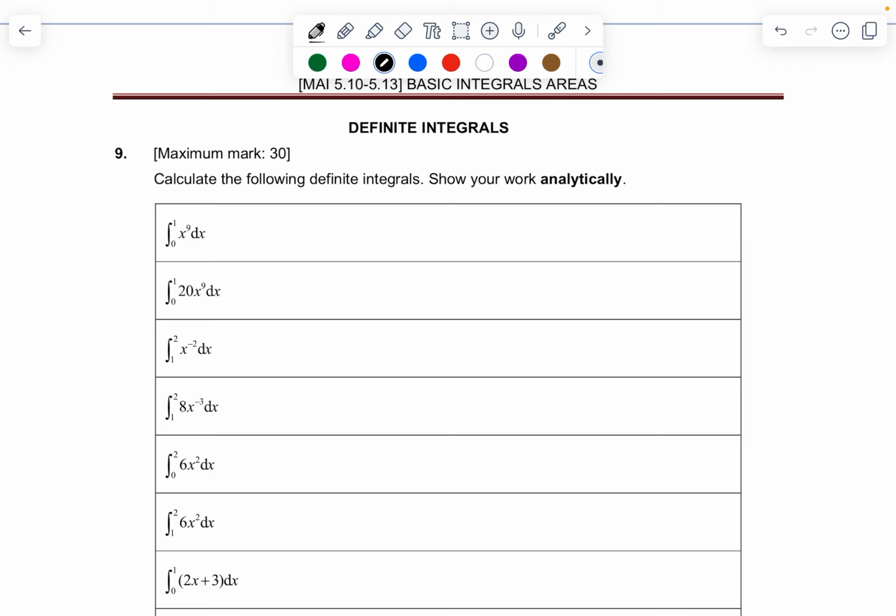Now these are definite integrals. For definite integrals, what you are supposed to do is use the Casio 9850 graphing calculator. So I'm not showing it analytically, because for AISL anyway a graphing calculator is allowed. So I'm trying to do it by graphing calculator. So for that, what am I going to do?